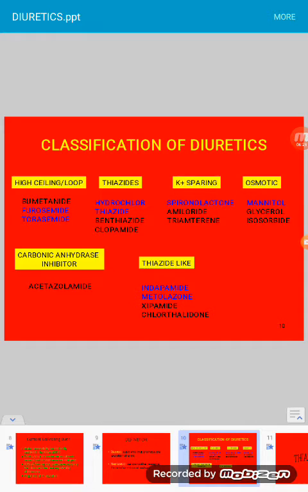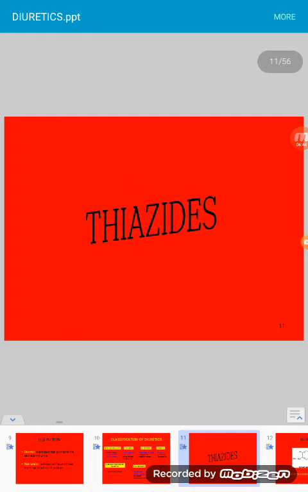Then the thiazide-like diuretics: indapamide, metolazone, which is a very potent diuretic, and xipamide and chlorthalidone are other drugs. Whatever is indicated in the dark blue color is very commonly used as a diuretic in practice. The remaining are also available, but compared to the others, these are very commonly used diuretics. Then we will see the thiazide diuretics one by one.